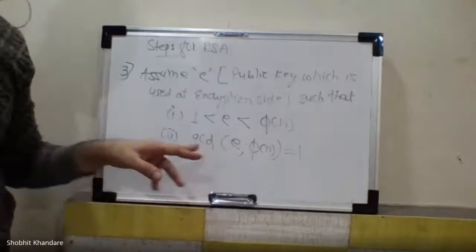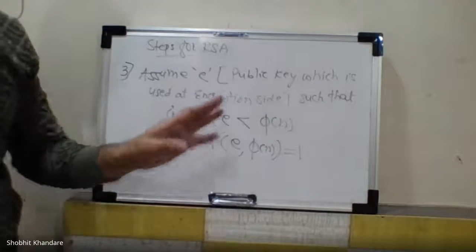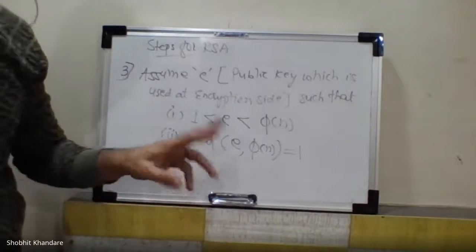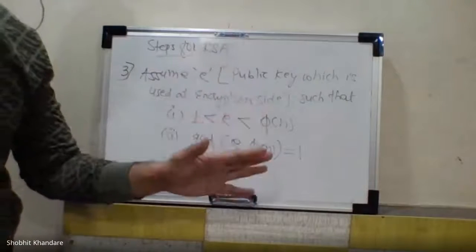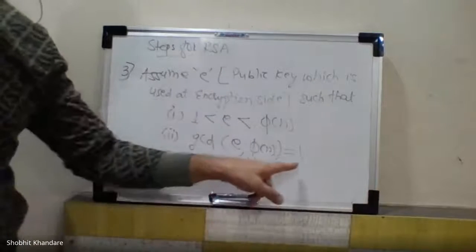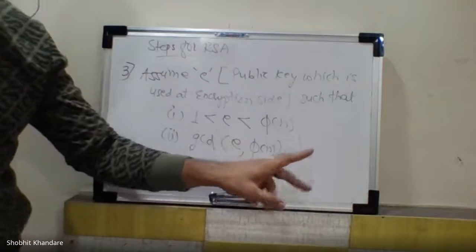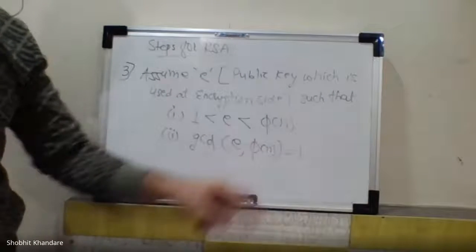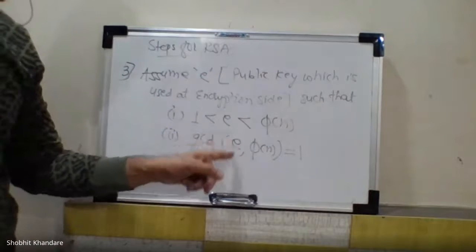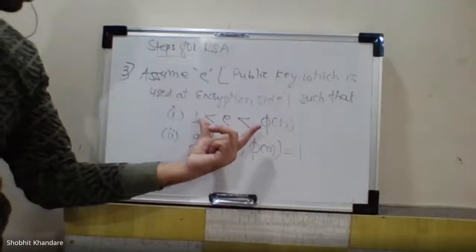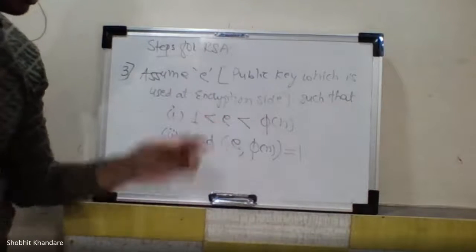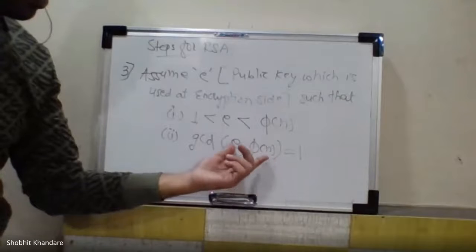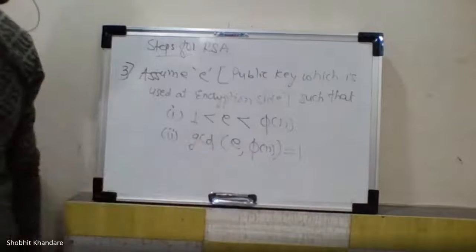Right now some of you may not know how to find the GCD, but when we take problems I will explain how to get the GCD of two numbers. The thing is that the GCD of the two numbers should be 1. It should not be 0, it should not be 2, it should not be 3, it should be 1. So you have to assume the value of e such that e lies between 1 and phi of n, as well as the GCD of e and phi of n gives you 1. Okay.